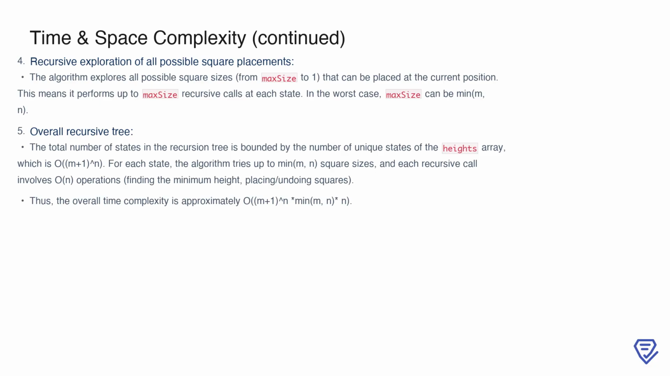For each state, the algorithm performs up to min(m, n) recursive calls, and within each call, it spends O(n) time for operations such as finding the minimum height and updating the heights array. Combining these factors, the overall time complexity is approximately O((m+1)^n * min(m, n) * n).